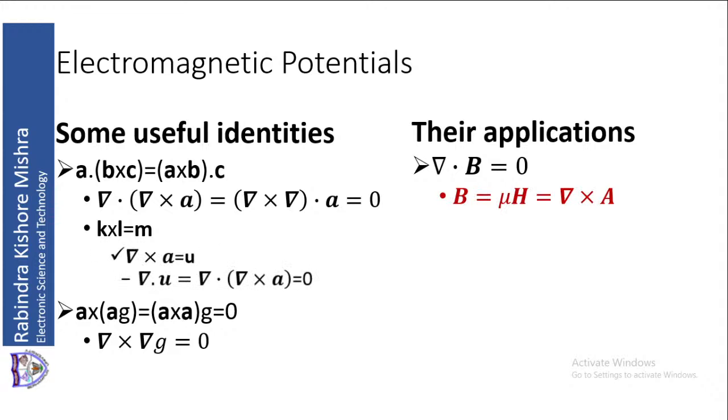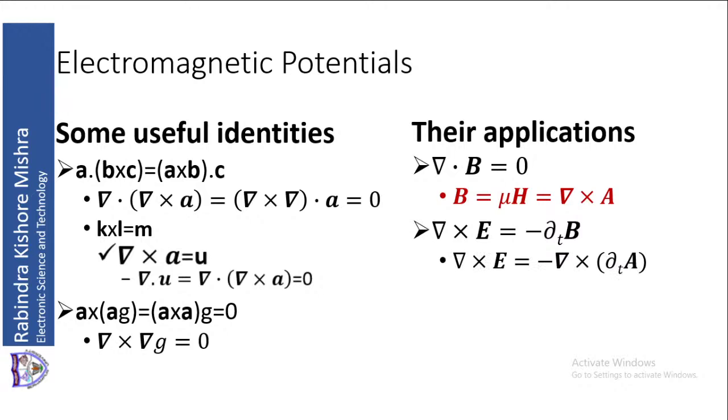So we can write B is equal to mu H, and we can represent B as curl of another vector A. So B is equal to curl of capital A. Then from the curl of E is equal to minus dou B by dou t. This we know, this is Maxwell's second curl equation.